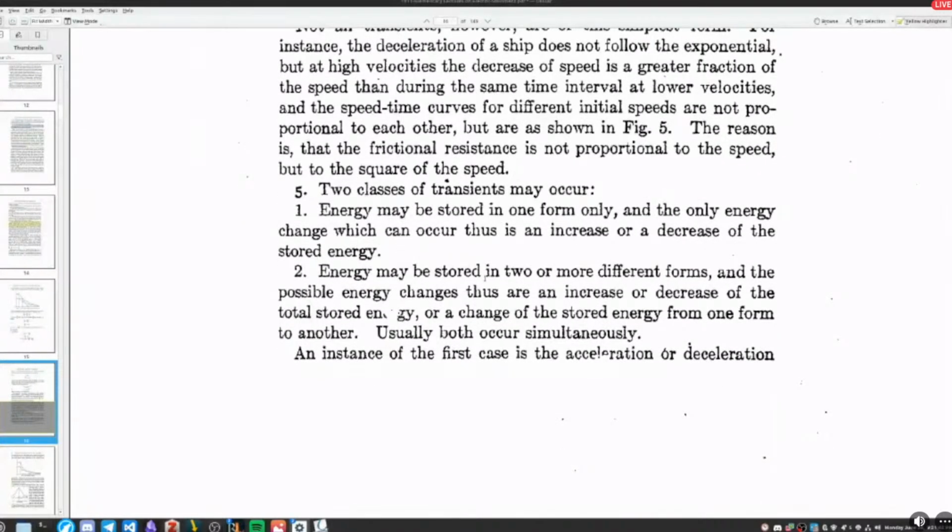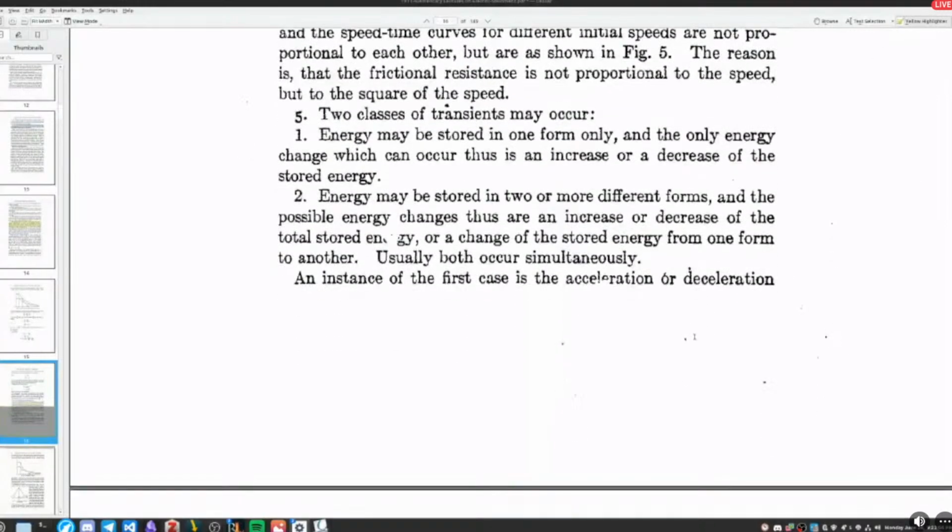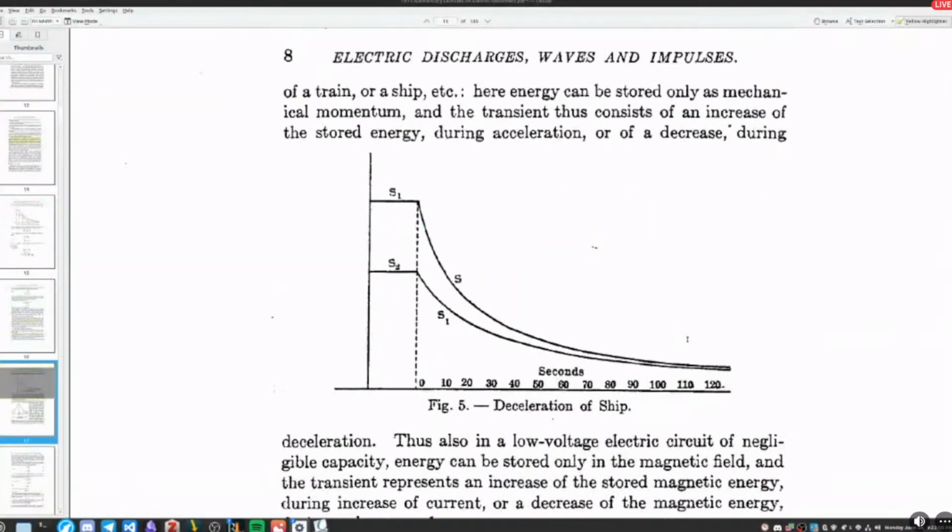Energy may be stored in two or more different forms, and the possible energy changes, thus, are an increase or decrease of the total stored energy, or a change of the stored energy from one to another. Usually, both occur simultaneously. An instance of the first case is the acceleration or deceleration of a train or a ship, etc. Here, energy can be stored only as mechanical momentum, and the transient thus consists of an increase of the stored energy during acceleration or of a decrease during deceleration.